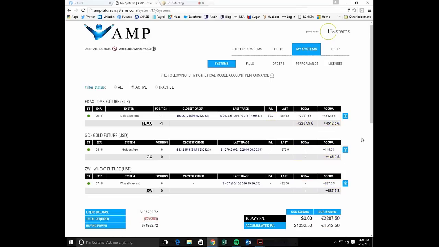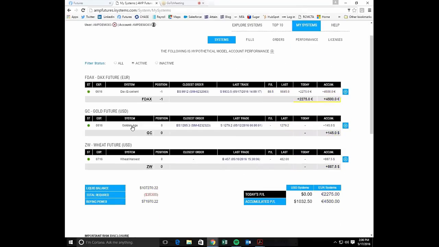I've got a DAX system, I've got a gold system, and a wheat future system. It shows you what my balance is, and remember the total required capital. That's the sum of all three of these systems, and then it'll show my buying power. And so, this is where a client can be as aggressive as they want to be, or as less aggressive as they want to be. It's really up to them to make the decision, because you can start and stop these systems at any time as you trade. We'll do that right now.